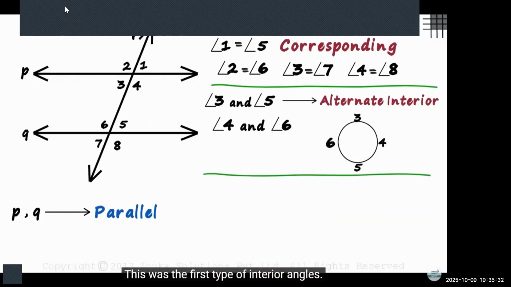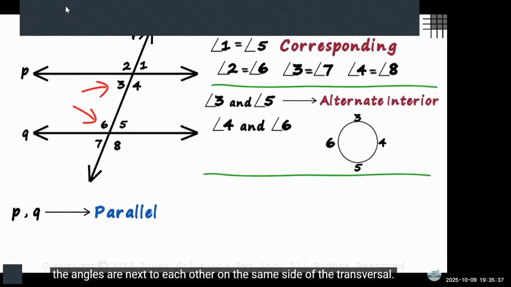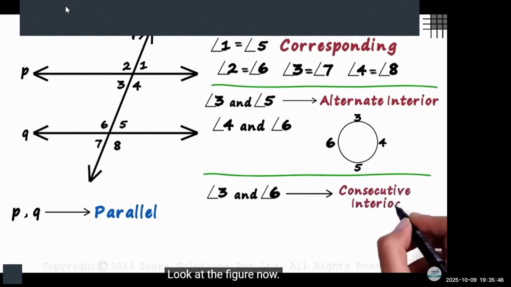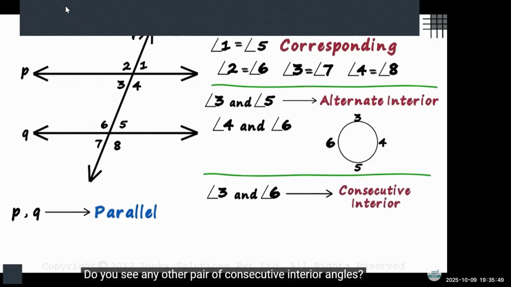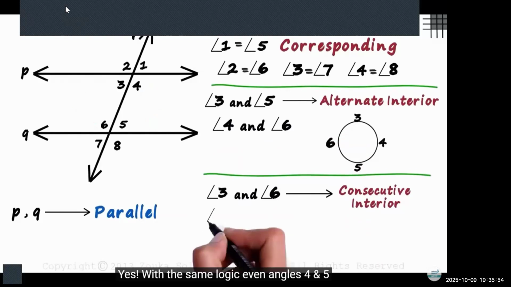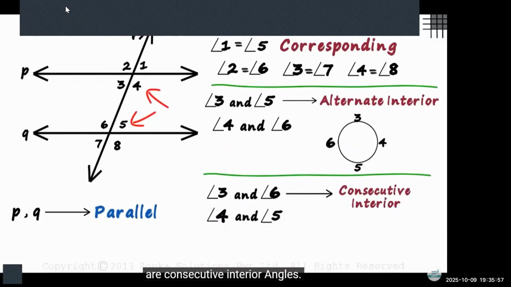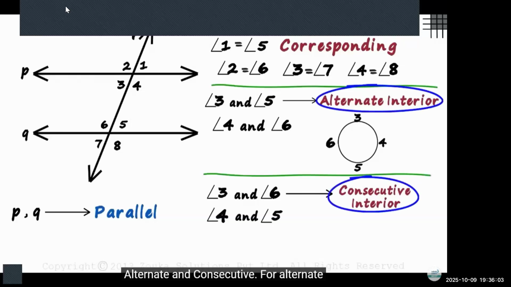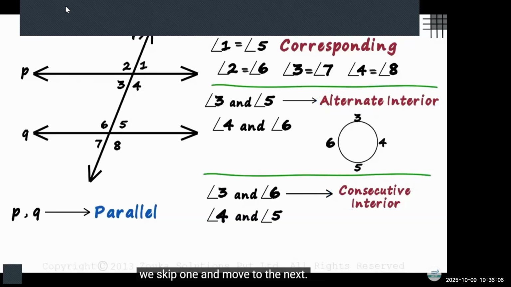This was the first type of interior angles. The second type is a pair in which the angles are next to each other on the same side of the transversal, like angle 3 and angle 6. They are called consecutive interior angles. Look at the figure now. Do you see any other pair of consecutive interior angles? Yes, with the same logic, even angles 4 and 5 are consecutive interior angles. Remember, there are two types of interior angles, alternate and consecutive. For alternate, we skip one and move to the next. For consecutive, we take the one that's immediately next to it.